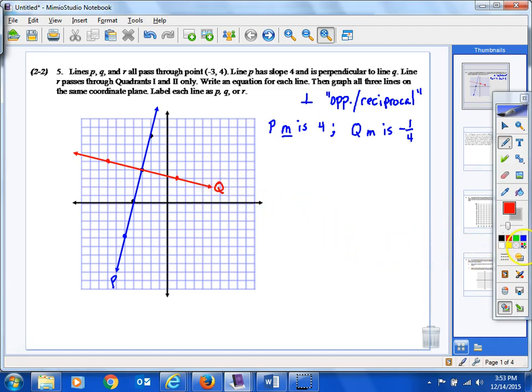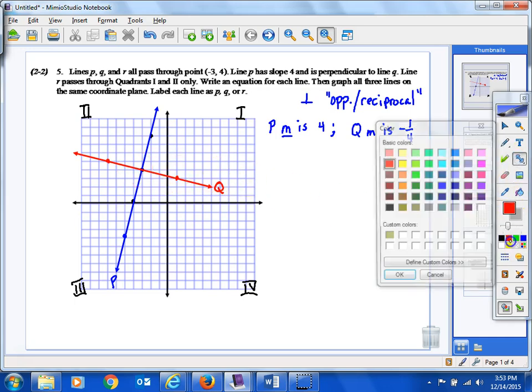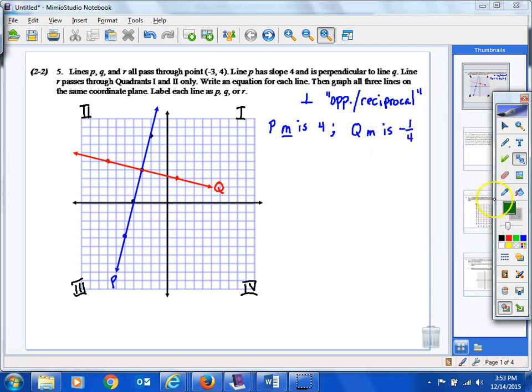And then we got one more line to draw, and that's line R. All we're told about line R is that it can only go through quadrants 1 and 2. Well, if you don't remember the quadrants, let me label them for you. This is quadrant 1, quadrant 2, quadrant 3, and quadrant 4. So we need a line that will never get out of quadrants 1 and 2. Obviously, that's going to have to be horizontal, and it goes through this same point, -3, 4. So here's the graph of that line.